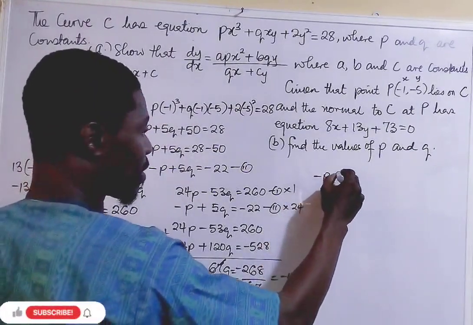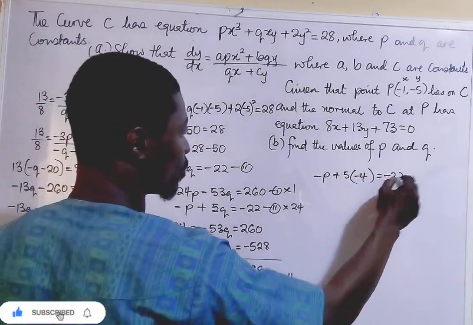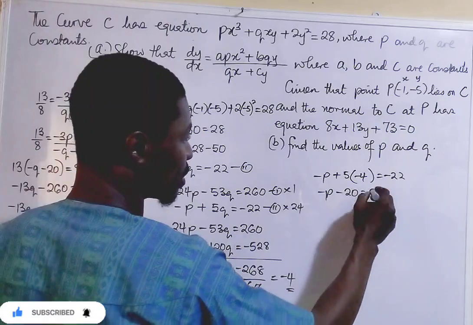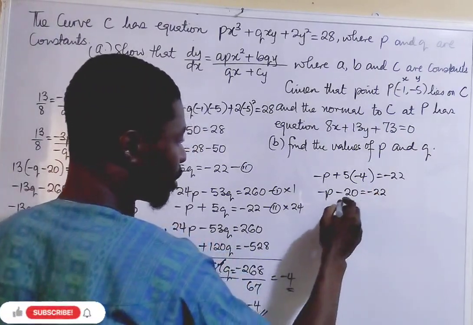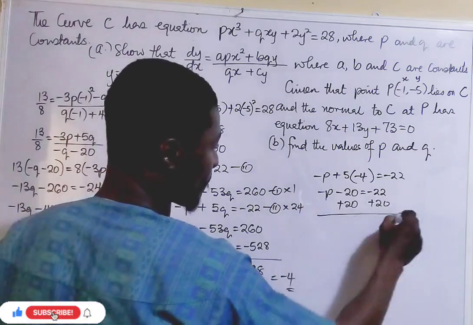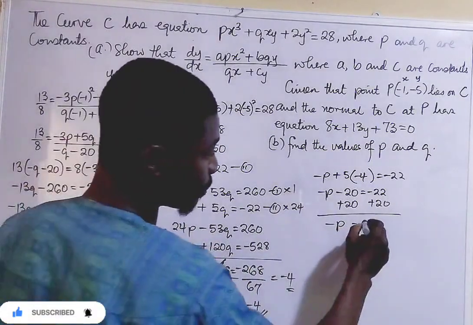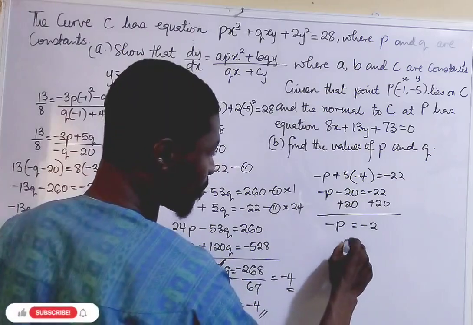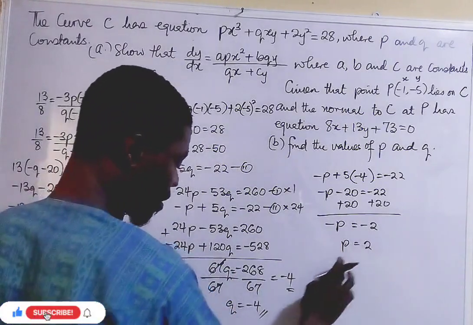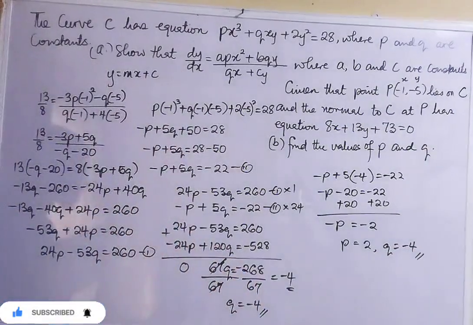Then minus p plus 5 into negative 4, then equals minus 22. So here we have negative p, negative 20, or minus 20, equals minus 22. So here let us add 20 to both sides. So here we have negative p, then equals negative 2, right? Yes. So our p equals 2. So p equals 2, and our q equals negative 4. Alright, that is the final answer.